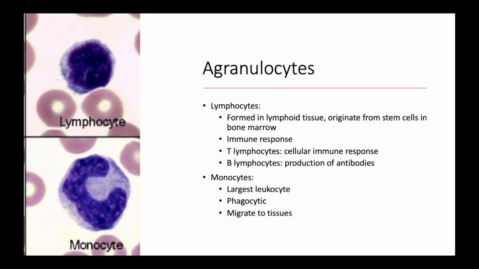Agranulocytes, the two examples are lymphocytes, which are formed in lymphoid tissue and originate from stem cells in the bone marrow. They're involved heavily in immune response. T lymphocytes create cellular immune responses, and B lymphocytes are involved in the production of antibodies. Monocytes, on the other hand, are the largest leukocyte. They're phagocytic, which means they will engulf and destroy various microinvaders. Monocytes are able to migrate to tissue to help with this phagocytic effect and help control the numbers of foreign invaders in the body.